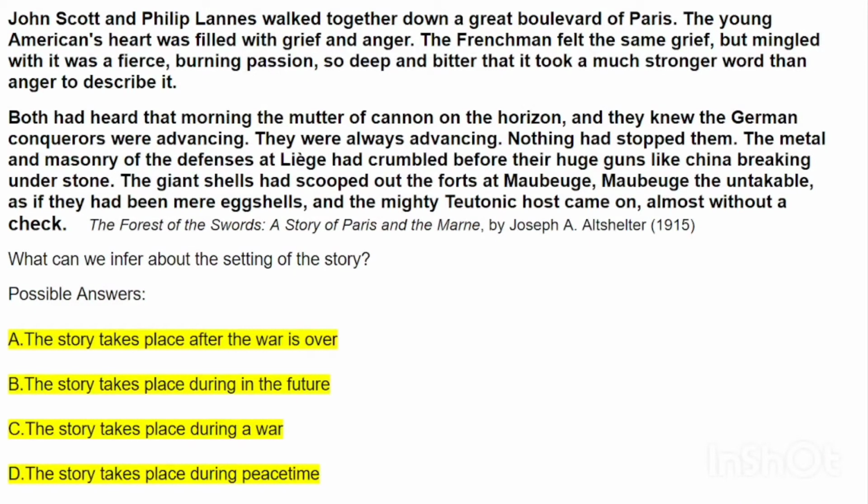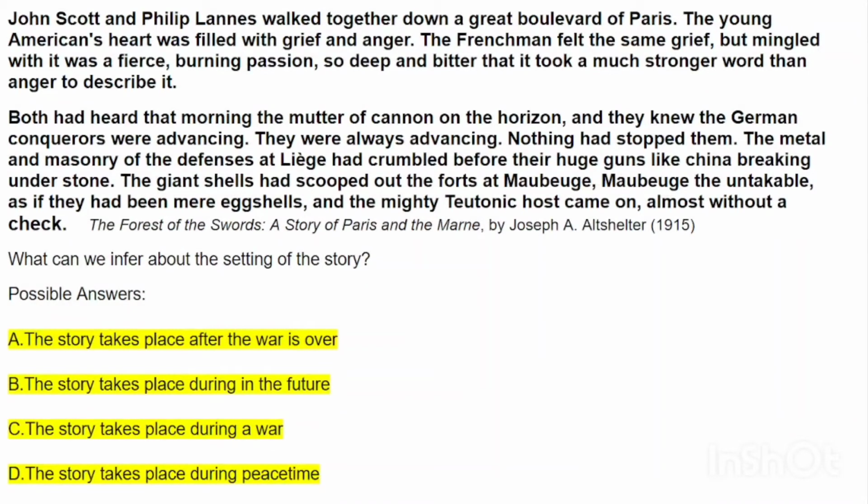It went ahead and said the giant shells had scooped out the forts at Maubeuge the untakeable, as if they had mere eggshells, and the mighty Teutonic host came on almost without a check. So here I can see that it's saying that a fort that is usually untakeable has been treated like an eggshell. That means it has been broken, right? So that's what I got from it. So clearly the Germans are winning here.